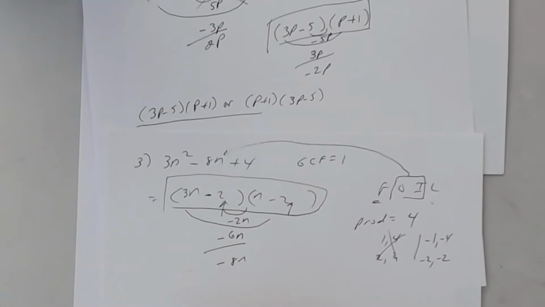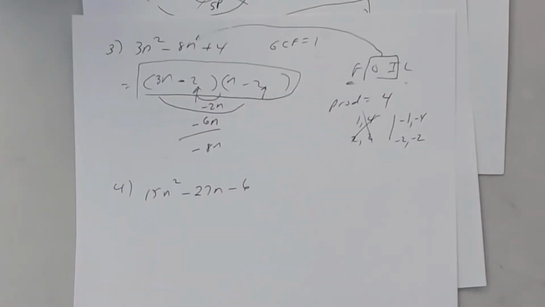All right, number 4. Suppose in number 4 we had this: 15n squared minus 27n minus 6. Is it in descending order? Yes, it's descending order. What's the GCF? 3. Good. GCF this time is 3.